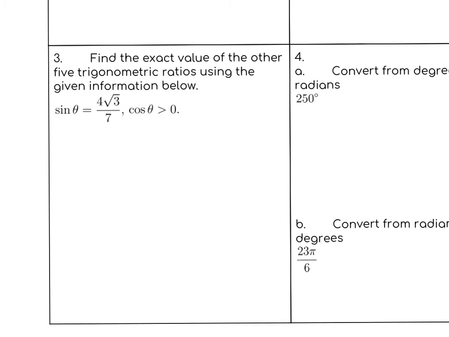For number 3, if we're given this information, this tells us two things. The first is that since sine is 4 root 3 over 7, sine of theta is positive. That means that y has to be positive. And if cosine of theta is positive as well, that means that x has to be positive. That tells us what quadrant we're in, which is going to be quadrant 1.